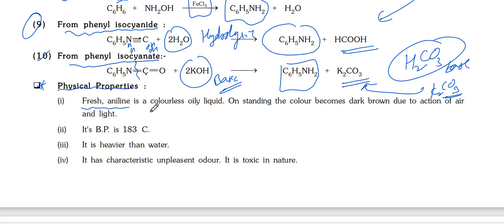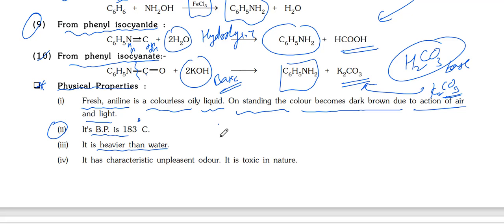Fresh aniline is a colorless oily liquid, but on standing the color becomes dark brown due to the action of air and light. Okay, initially the pure one is colorless, but due to oxidation it is getting brown color. Second point, boiling point is 183 degrees Celsius. It is heavier than the water because it has a benzene ring. Molecular mass also more, that's why it is heavier than the water, right?